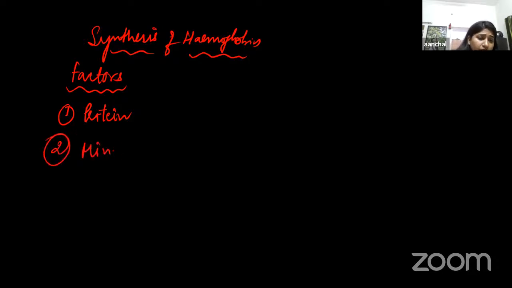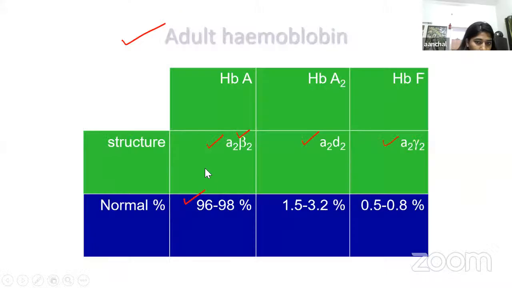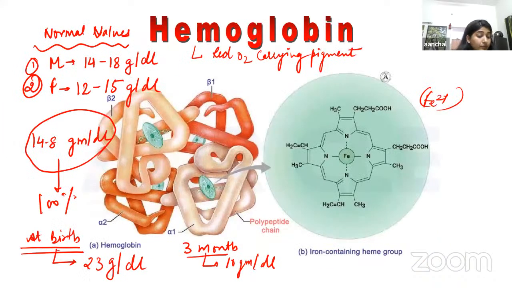Then next we have the role of minerals. In minerals, first we have iron. As we know, iron is the main and important part, a central element. It helps in the formation of heme, and the iron content of hemoglobin is 0.33%. Therefore, 100 ml of blood containing 15 gram of hemoglobin will contain approximately 50 mg of iron.